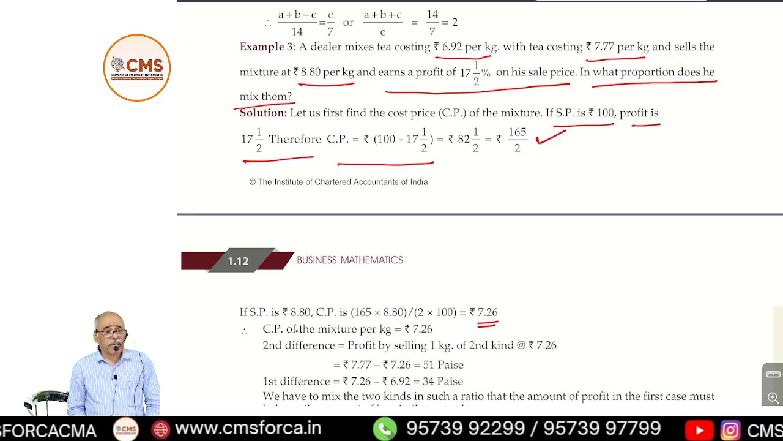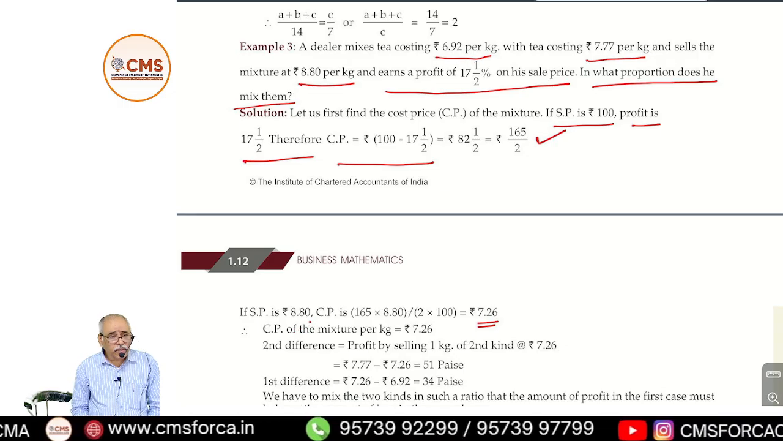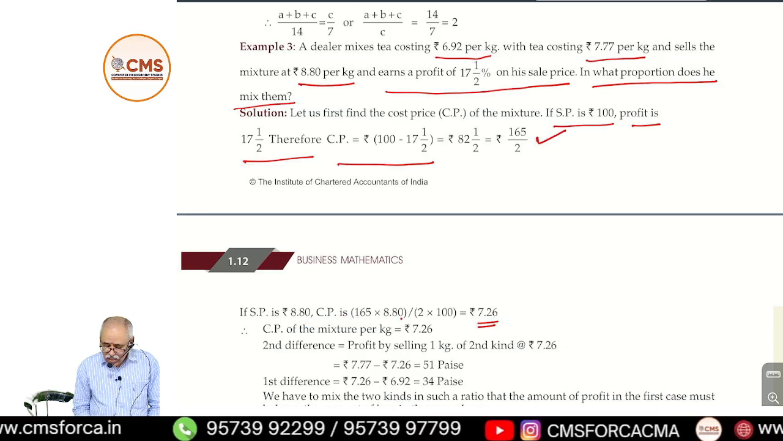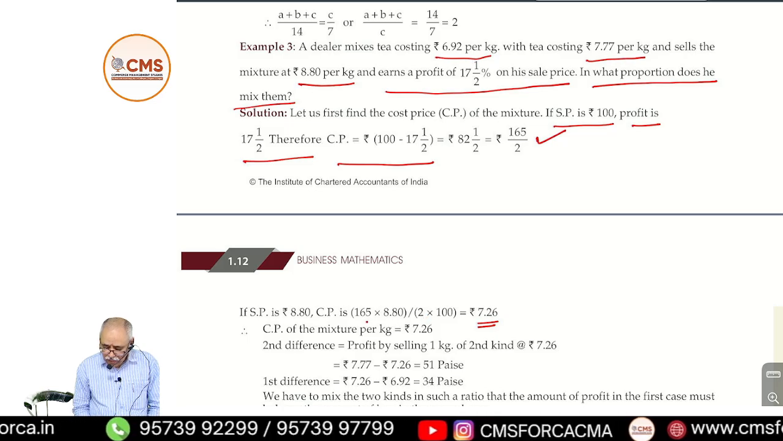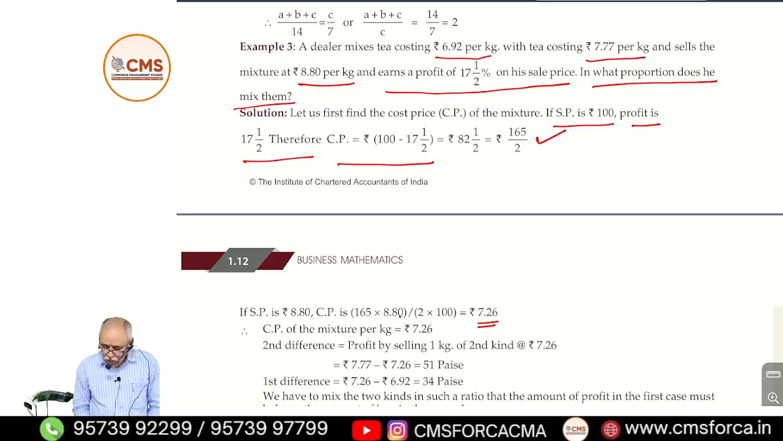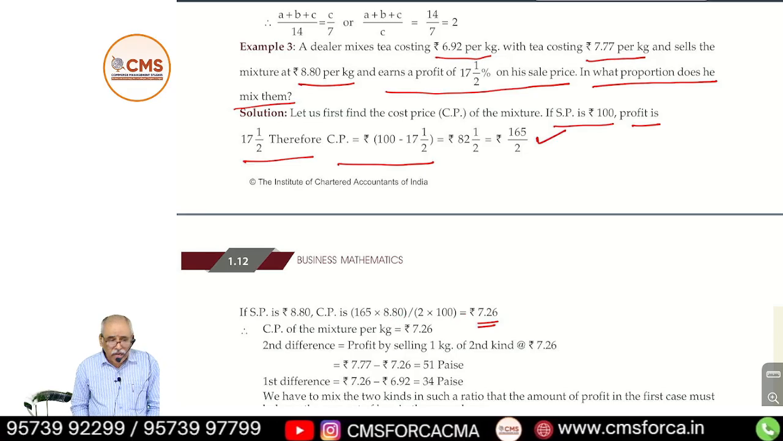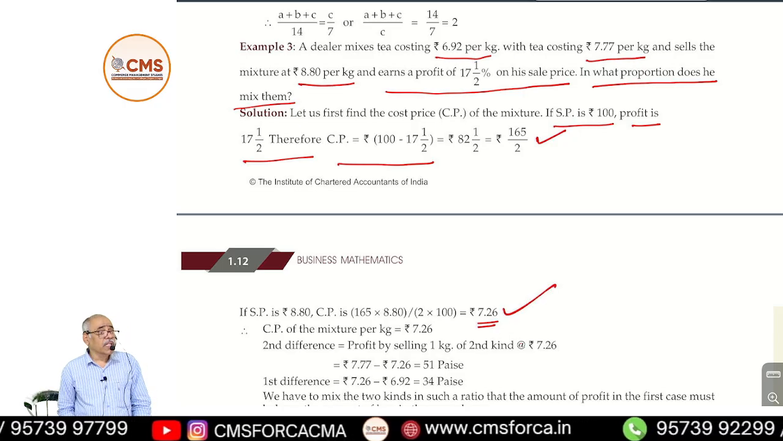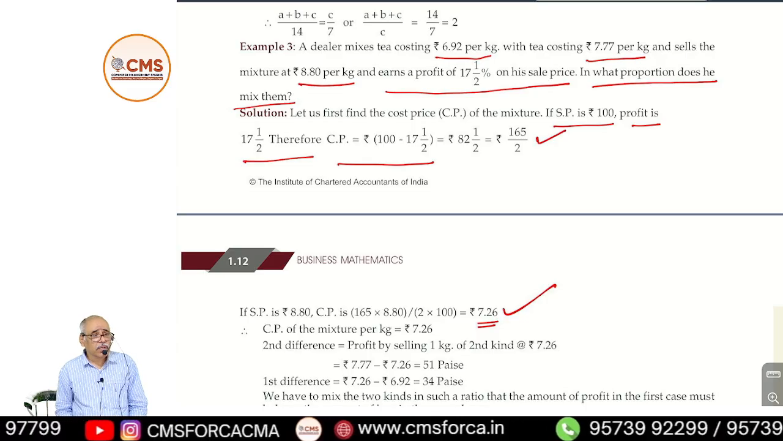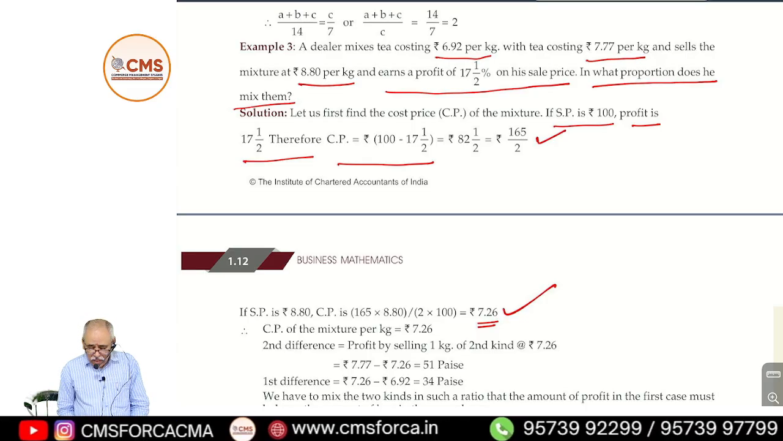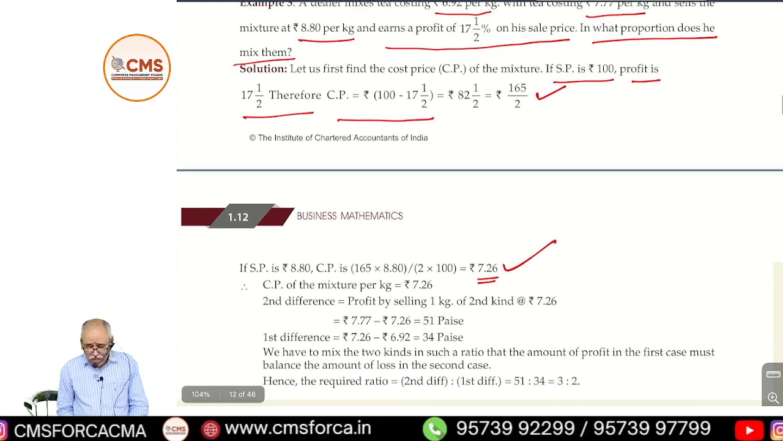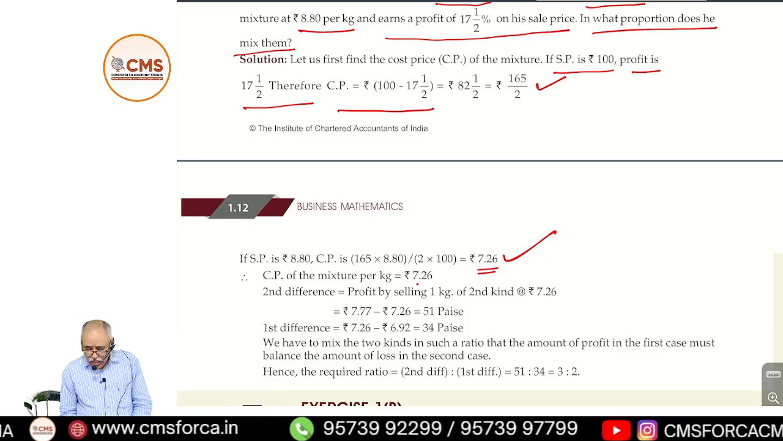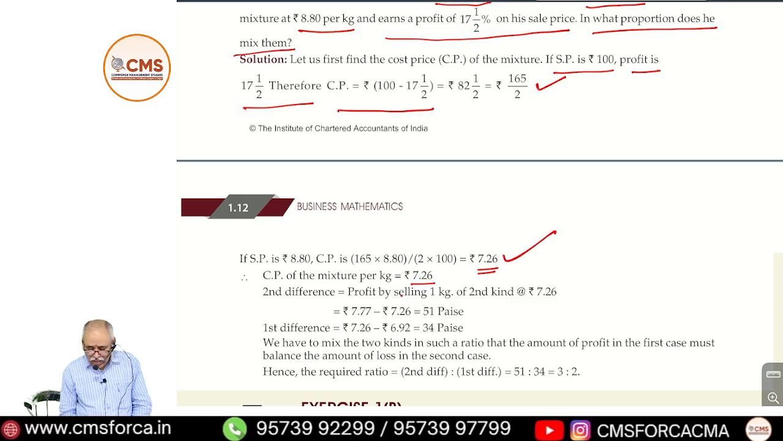If SP is 8 rupees 80 paisa selling price, cost price will become 165 by 2 into 8.80 by 100. If you use a calculator, you will get 7 rupees 26 paisa. So the cost price of the mixture is 7 rupees 26 paisa.